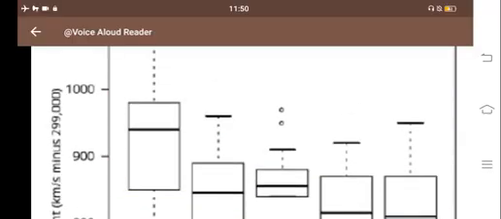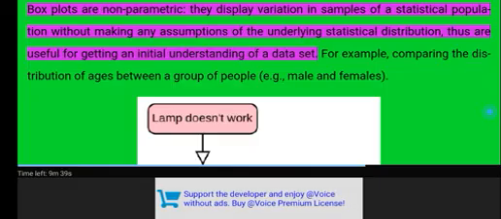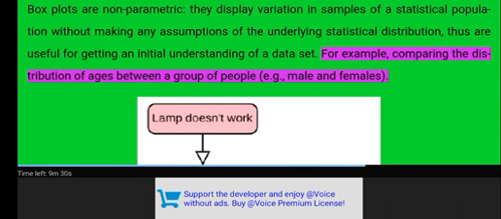Box plots are non-parametric. They display variation in samples of a statistical population without making any assumptions of the underlying statistical distribution, thus are useful for getting an initial understanding of a dataset. For example, comparing the distribution of ages between a group of people, e.g., males and females.